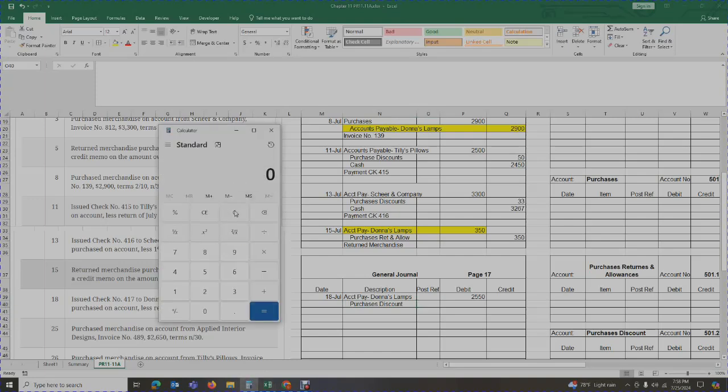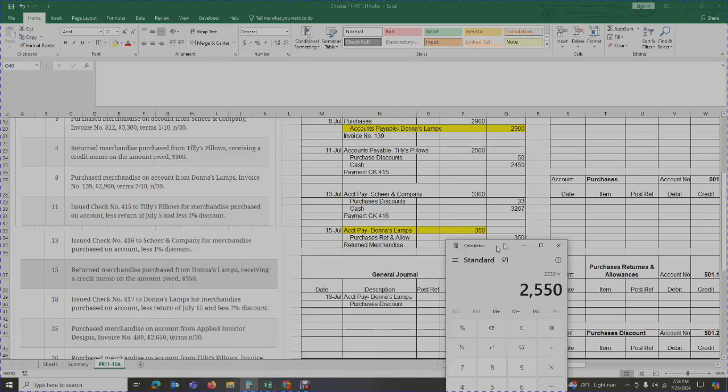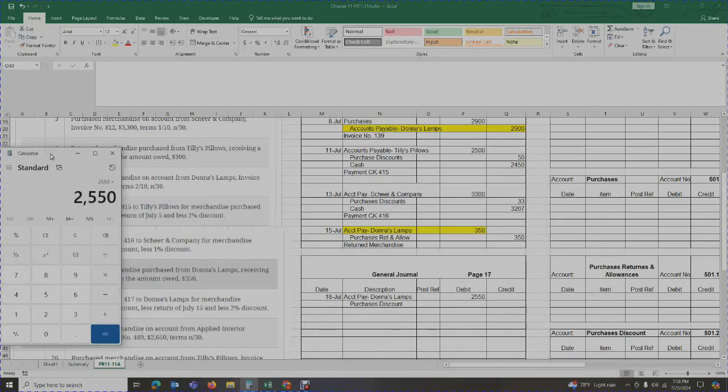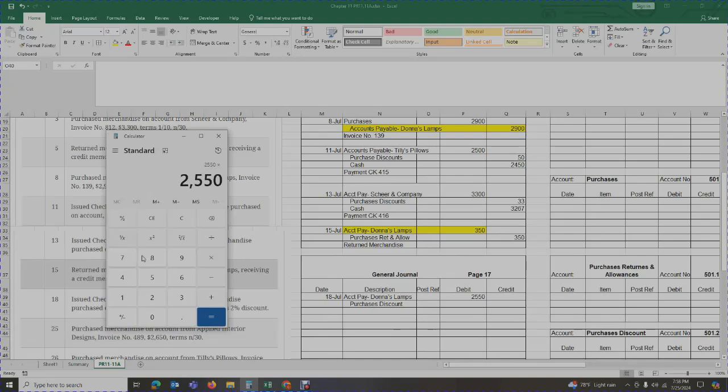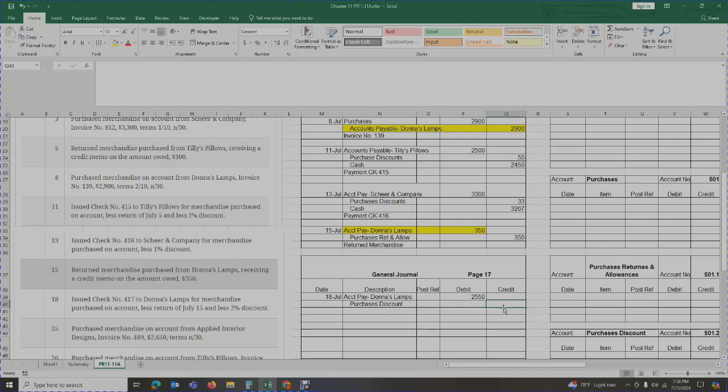So the amount that is owed is $2,550, and the discount, according to the problem, is 2%. Okay. So we're going to multiply it by 2%. And that's going to give me a $51 discount. The discount will be credited. Okay. And then now we can figure out how much cash I have to pay.